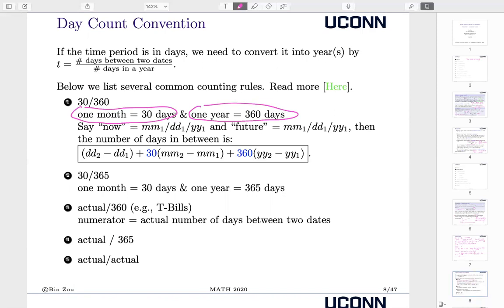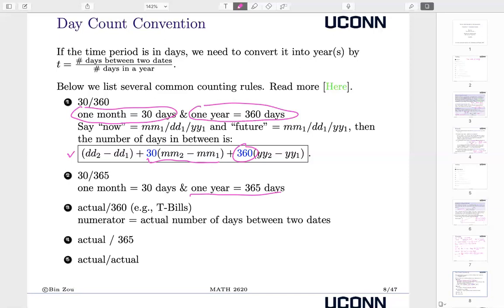So with this rule, we have this conversion formula, which is very obvious. The rule is reflected here. You use 30 days times the difference in months, and you use 360 days to multiply by the difference in years of 2 dates, obviously. The next rule is 30/365, and the meaning is obvious, right? So now we take 1 year to be equal to 365 days instead of 360. So that is the difference.